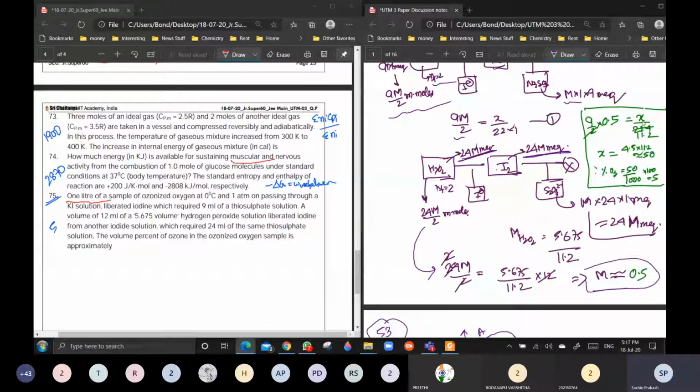If M is 0.5, I can put the value here: 9 by 2 into 0.5 is equal to X by 22.4. The 2 and 22.4 will get cancelled out. X will be 4.5 into 11.2, which is approximately 50. So you see you have 50 ml in 1000 ml. So it will be 50 by 1000 into 100. It will be 5. Are you getting my point? Yes, sir.